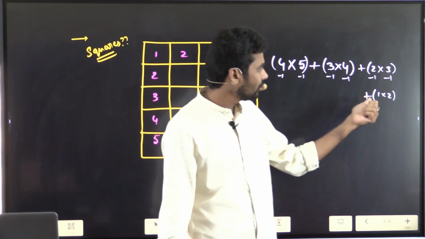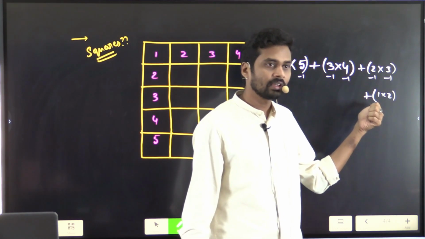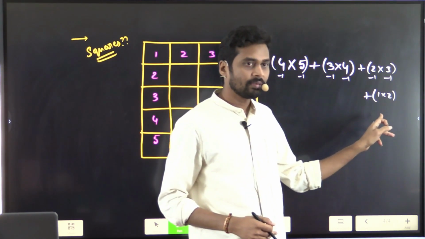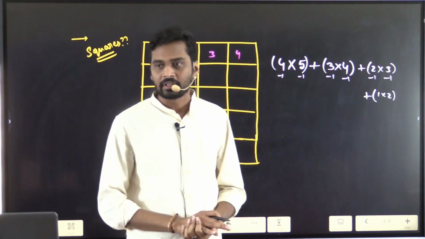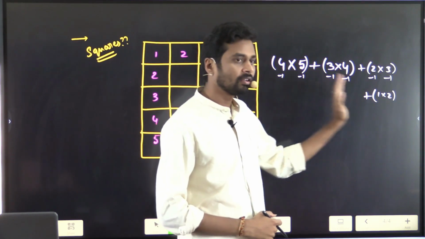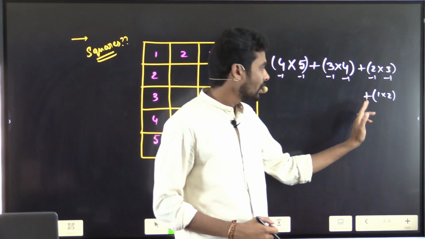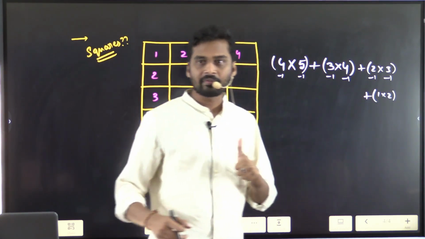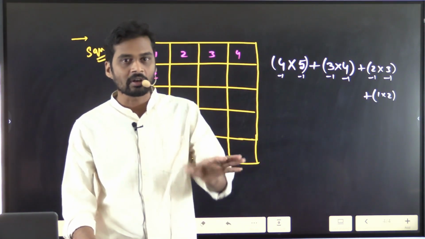We need to continue the procedure till we get one of the numbers as 1. Because after that, if I subtract 1 from each number, 1 minus 1 is 0, and 0 into any number is 0. So that's why we follow this method: till we get one of the numbers as 1. If out of these two numbers I get one of the numbers as 1, then immediately I stop there.